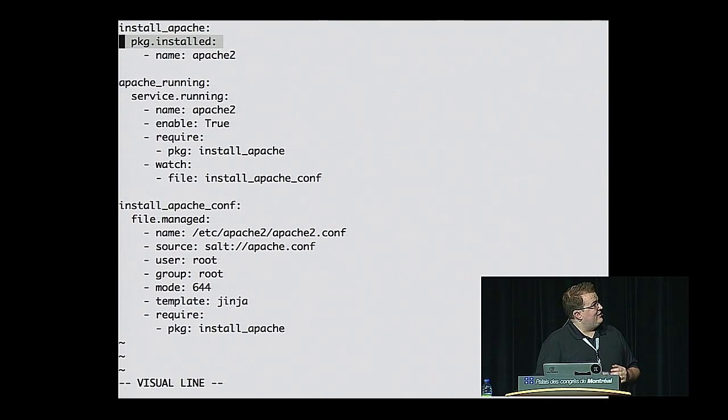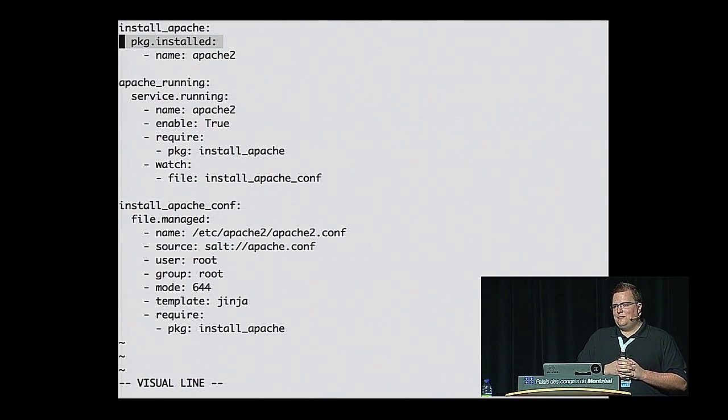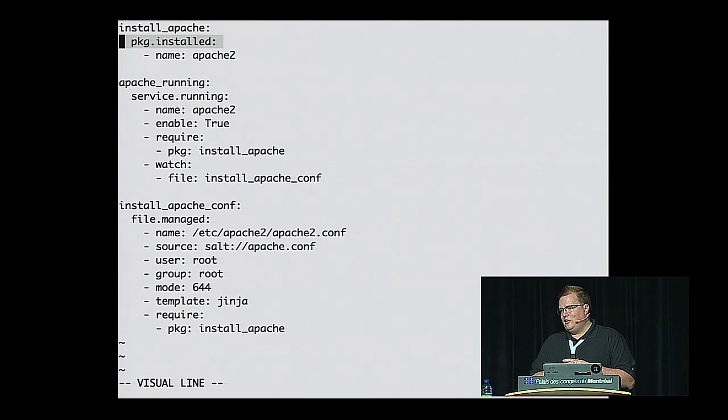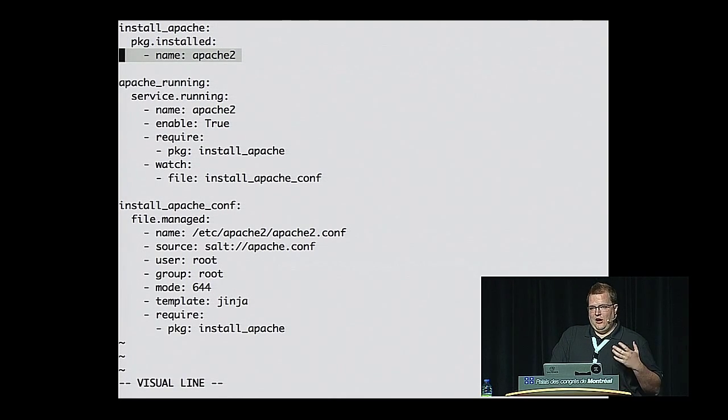This pkg.installed should look familiar. It follows the same model that we use for remote execution, and we basically say, okay, I want this package to be installed on my system. Okay, and then we give it any arguments, and the first argument is always name. So the name of the package we're installing is apache2.